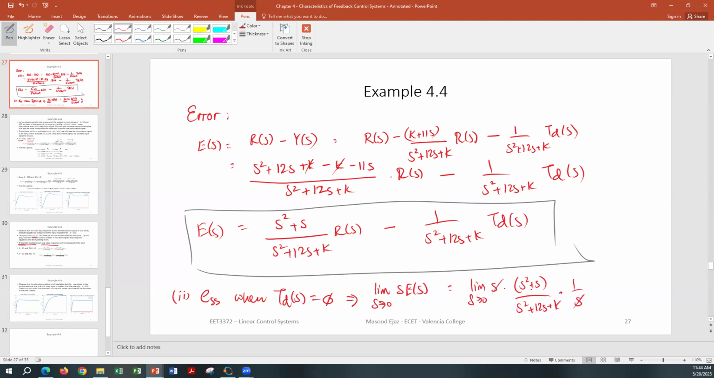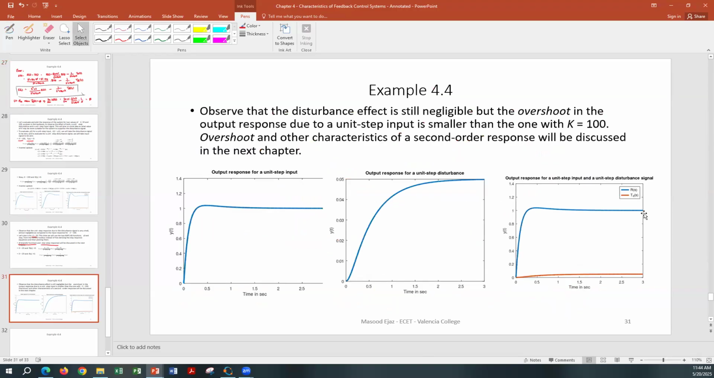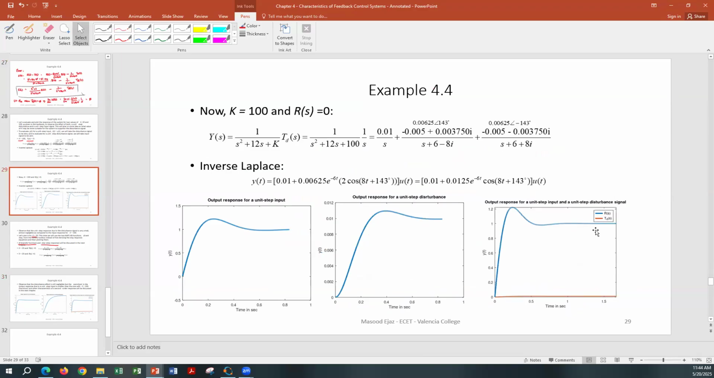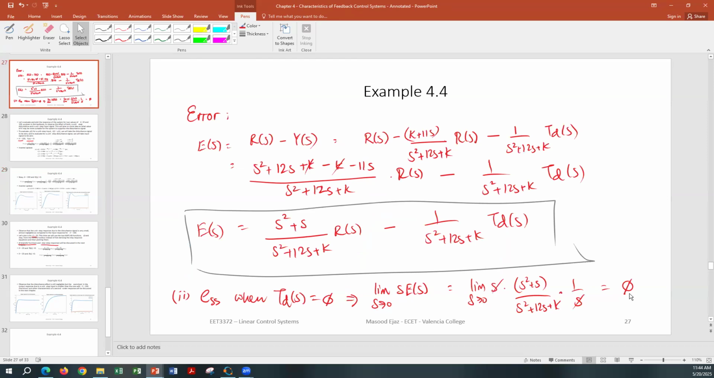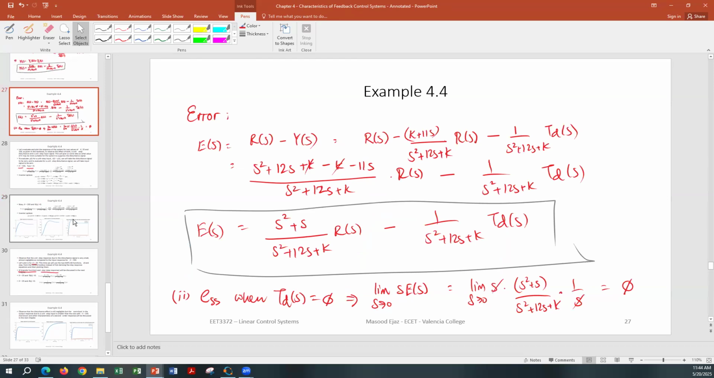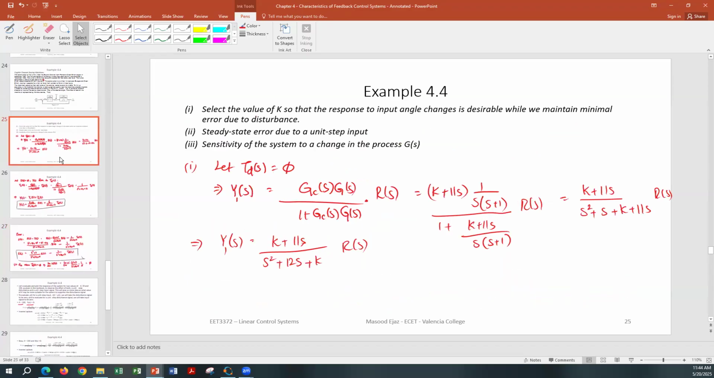And when you apply s equal to 0 in the numerator, both are going to become 0. So the steady state error due to the input is going to be 0 for a step input, and of course we can see that the output is 1. Therefore, there is no difference between the input and the output. The output eventually becomes 1. So the input was 1 and the output steady state is also 1. So steady state error is 0. That's the second part, steady state error due to a unit step input.